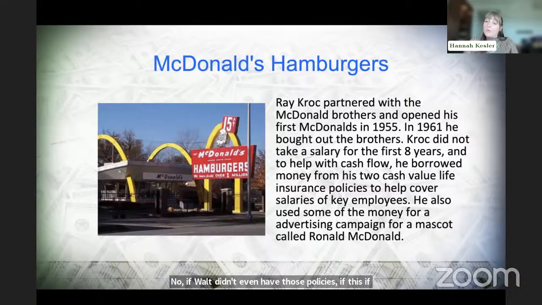What about Ray Kroc with McDonald's? Ray Kroc partnered with the McDonald brothers and opened their first McDonald's in 1955. Kroc did not take a salary for the first 8 years, and to help with cash flow, he borrowed from his 2 cash value life insurance policies to cover the salaries of the key employees, and then to also fund the advertising campaign that we know of as Ronald McDonald.